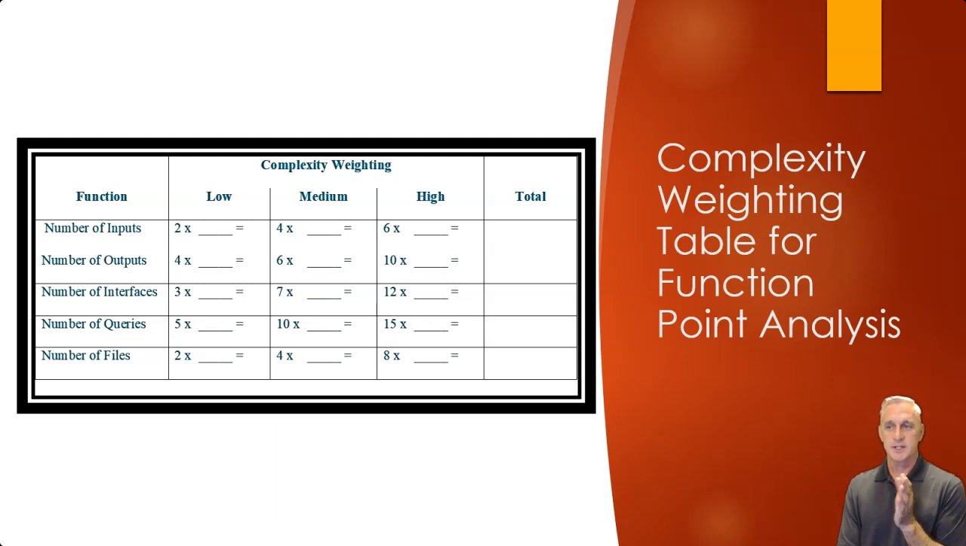Say for the number of inputs, is this a low number of inputs? Is this a medium number of inputs? Or is this a high number of inputs relative to other things that we've seen? Same with outputs. Is it low, medium, or high? Number of files, low, medium, or high. Each one of these, you basically check what that is, and then what your multiplier is for each of these things. Notice the higher the complexity, the higher the multipliers go. So for example, number of queries goes from 5 to 10x to 15x. So it gets substantially larger.